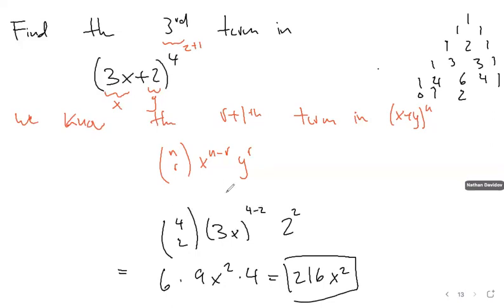Okay. So is this clear how we did this? You just need to know that the r plus 1th term in x plus y to the n is given by this.